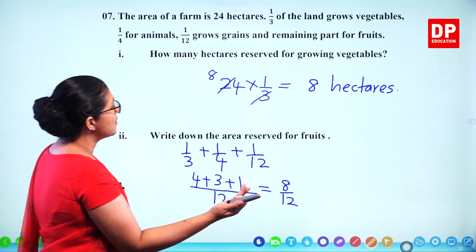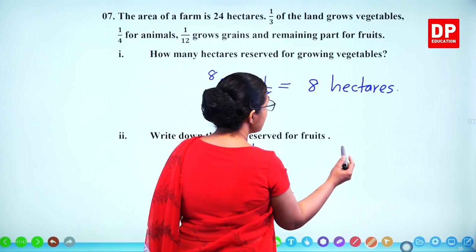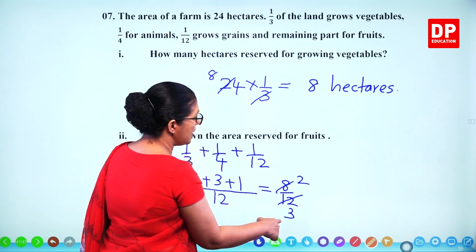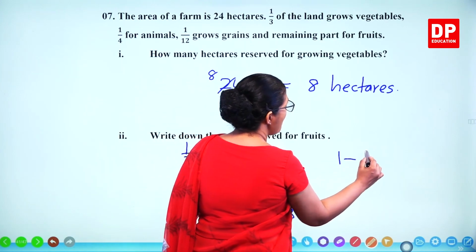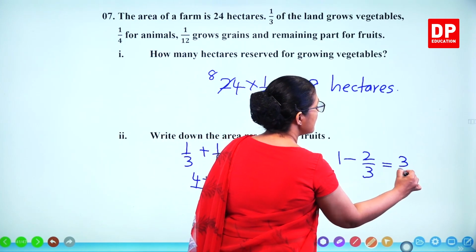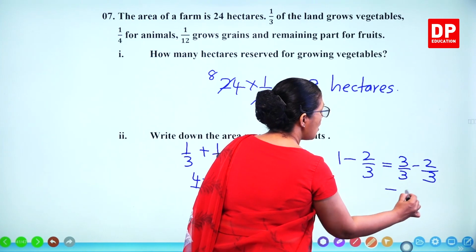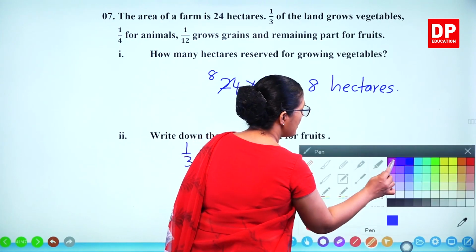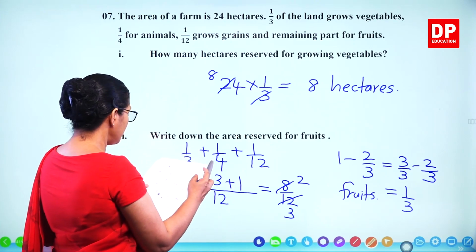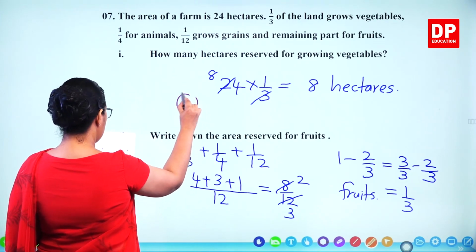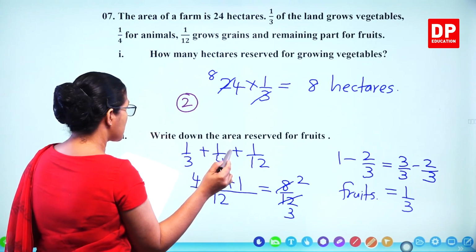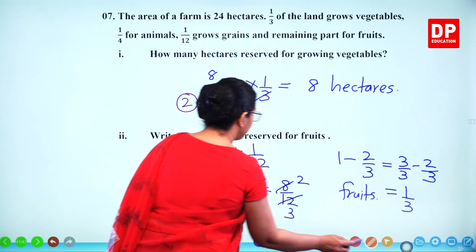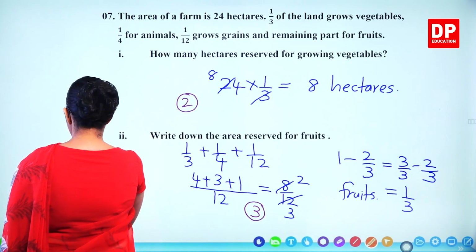Now the rest is for fruits. So here 1 minus that, or you can simplify: 4 times 2, 4 times 3. 2/3 here. So 1 minus 2/3 means 3 over 3 minus 2/3. You get 1/3 for fruits. 1/3 reserved for fruits. You get 2 marks here and 3 marks for calculating everything. So 3 and 2, 5.